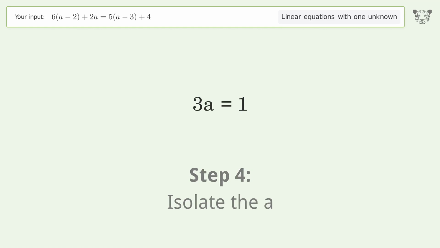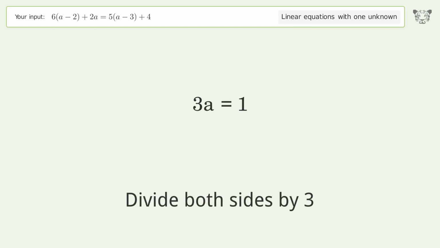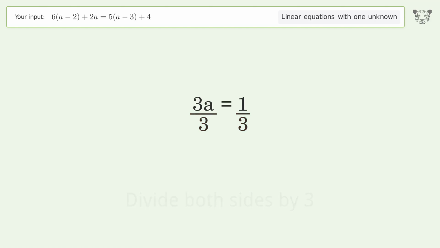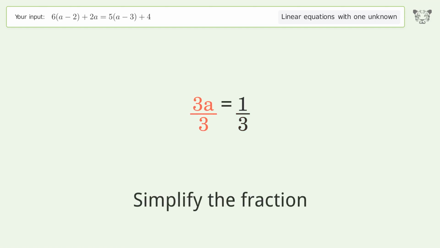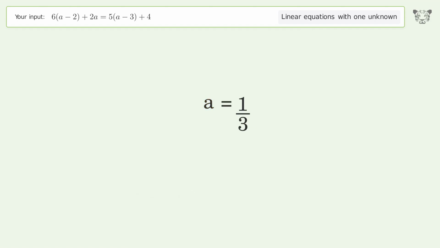Isolate the a. Divide both sides by 3. Simplify the fraction. And so the final result is a equals 1/3.